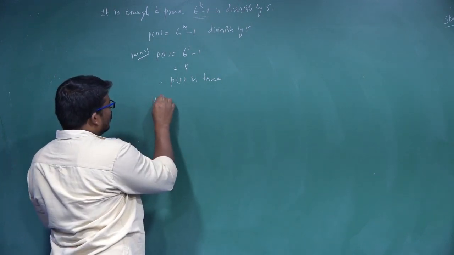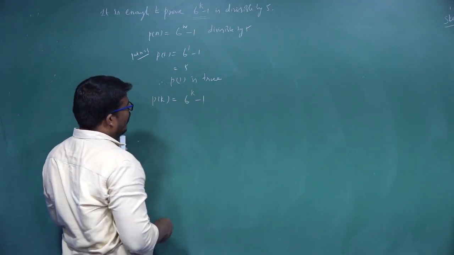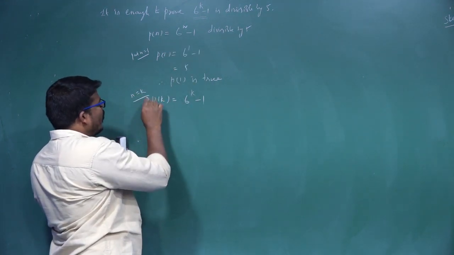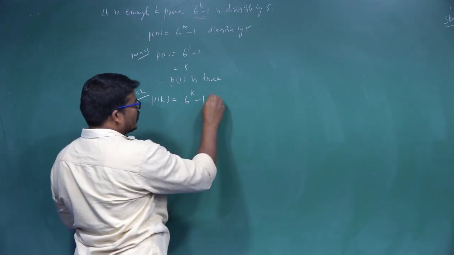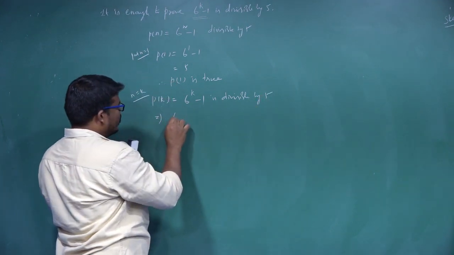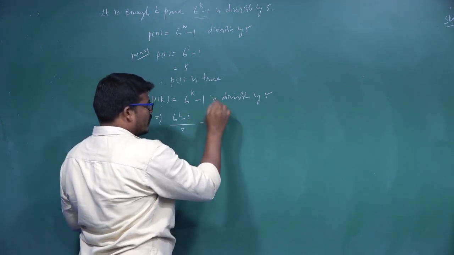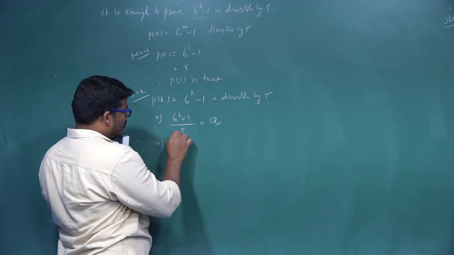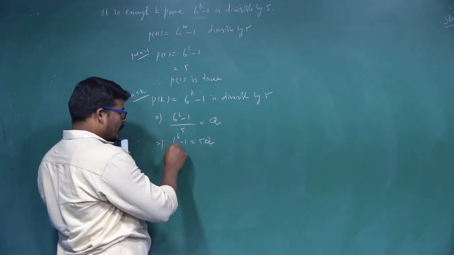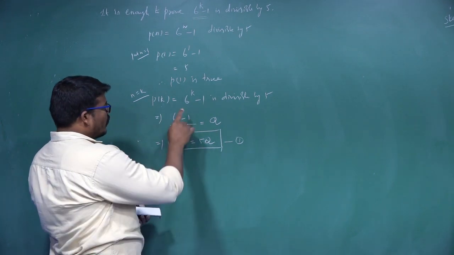Next, put the value n equal to k. P of k is 6 power k minus 1 is divisible by 5. This implies 6 power k minus 1 is equal to 5 times some constant q. This implies 6 power k minus 1 equals 5q. That is equation number 1. We have to prove P of k plus 1 is true.